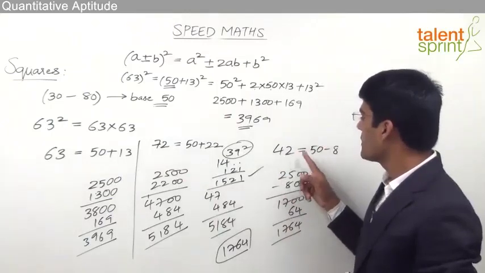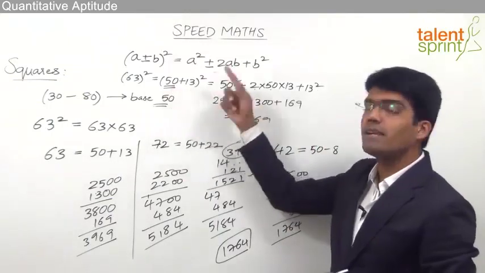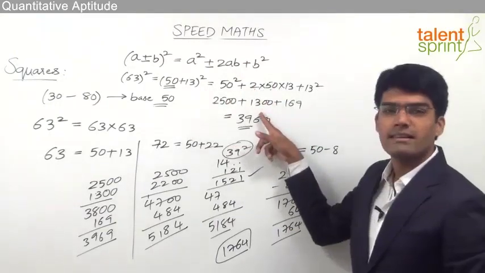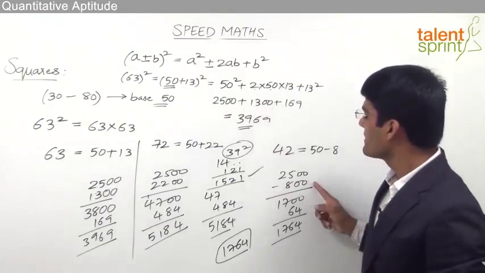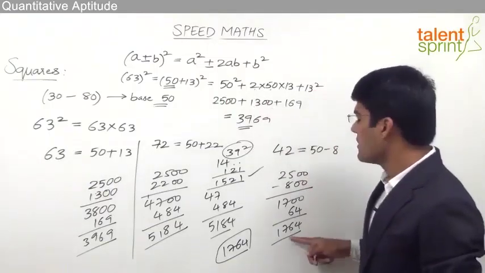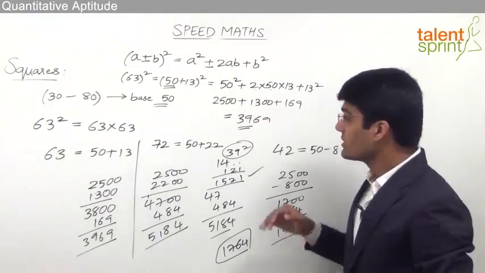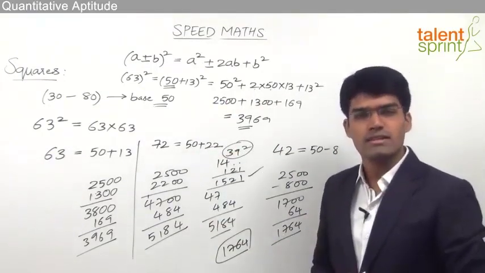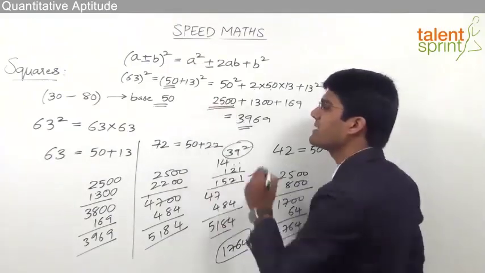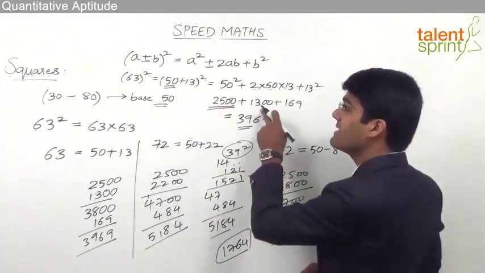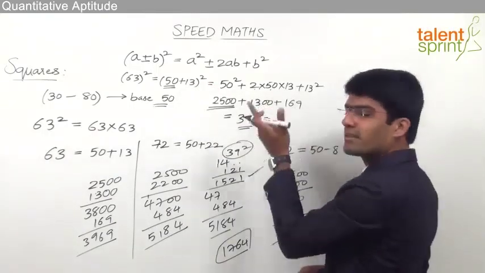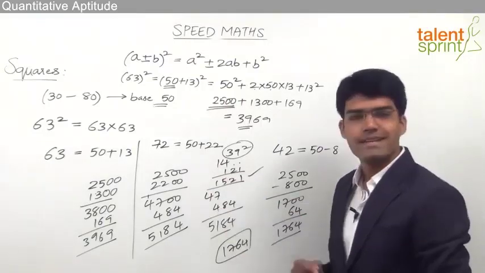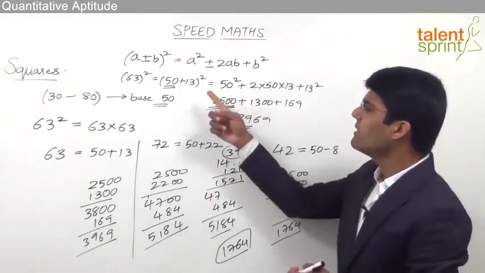Even in this case, when we take 42 as 50 minus 8, it is 50 minus 8 whole square. So 2500 is there. Because it is minus 8, we'll get minus 800. So 2500 minus 800, 1700 plus 8 square 64. So that is how we get the answer as 1764. So this is the concept behind finding out the square in this manner. The two important advantages that we have here is, first term is always fixed. First term is always 2500, and the second term is b into 100, and the third term is b square. So because first term is fixed, we need not worry about it. Always you can take it as 2500, and the second term will be b into 100.